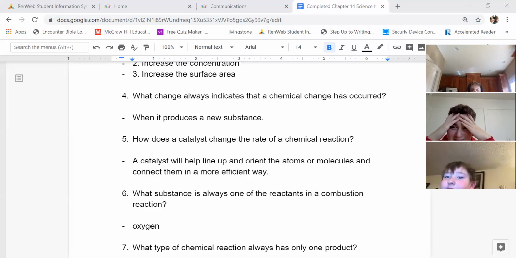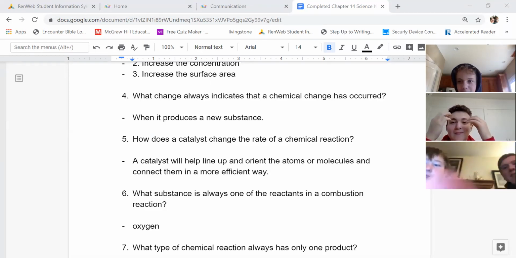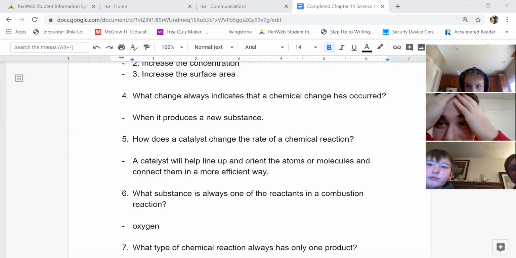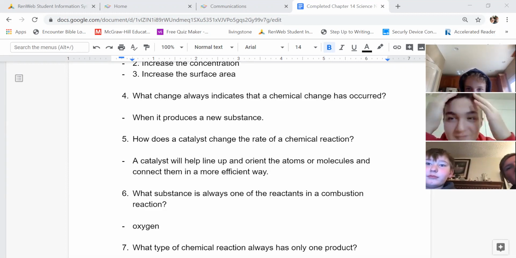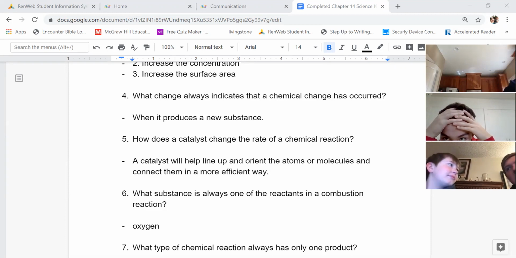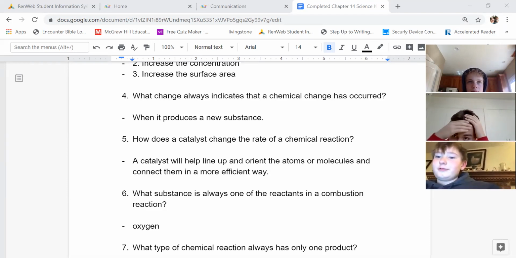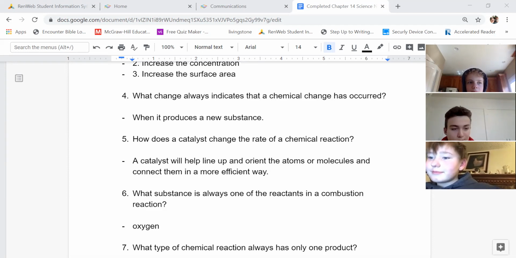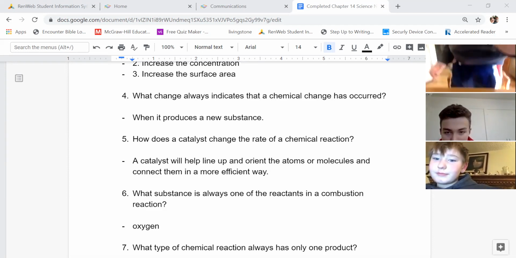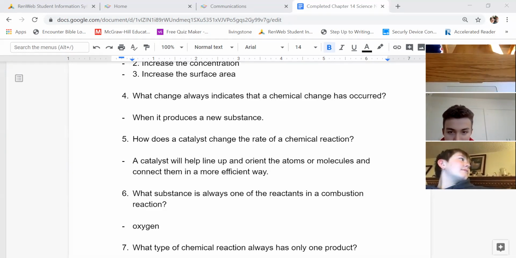Number 5. How does a catalyst change the rate of chemical reaction? It will help line up and orient the molecules to connect them in a way. All right, somebody's sound is on. Maybe mute, whoever you are.